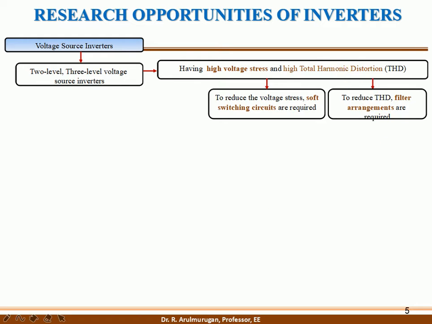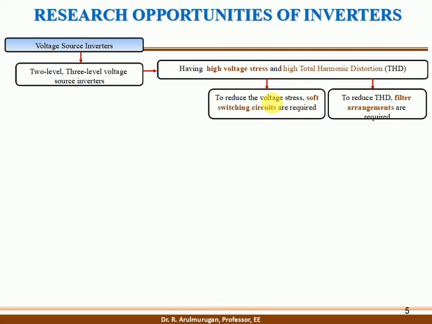How do we overcome these limitations? High voltage stress can be eliminated with the help of a soft switching circuit, or you can call it a snubber circuit, like the di/dt and dv/dt protection in SCR, which you have studied. Here the soft switching circuit, also called a resonant converter, is a method used to reduce the high voltage stress.